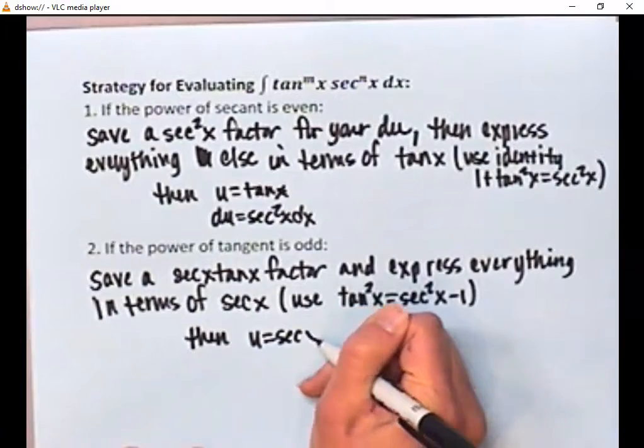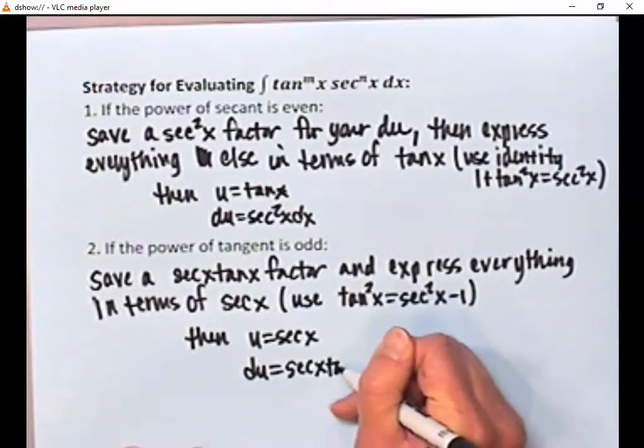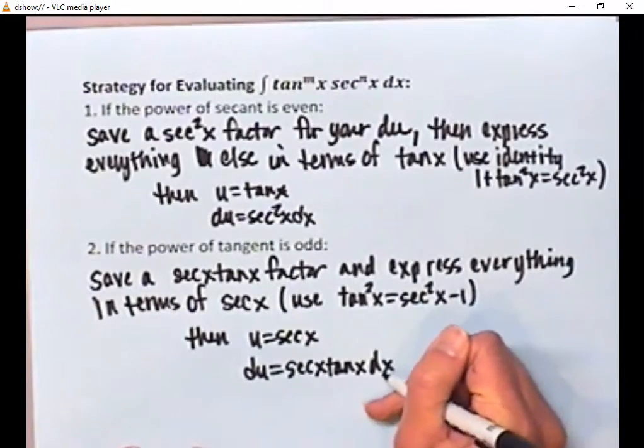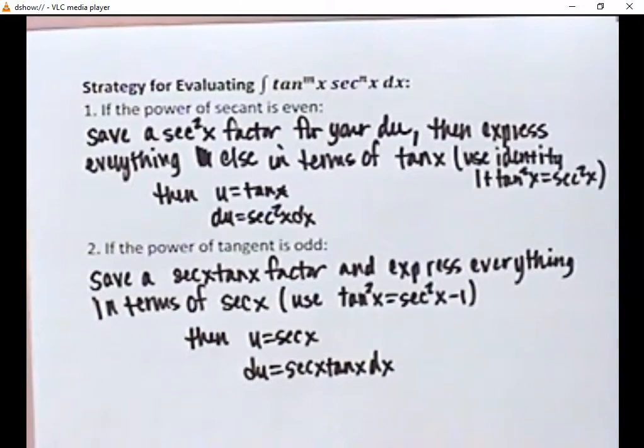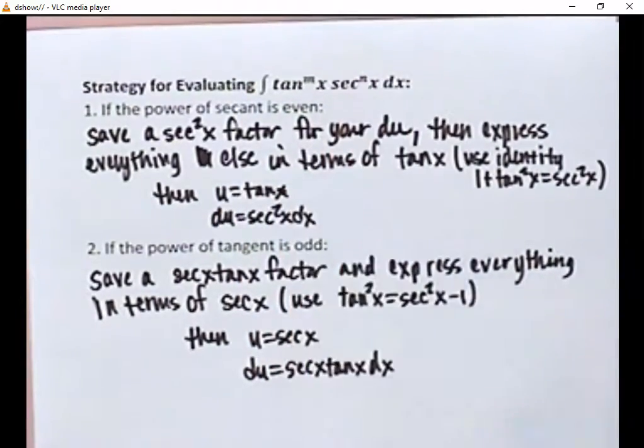So here u would be secant, and the du you've left out is the secant tangent. So those are some guidelines there. Again, that's for integrals in this form where you have some tangent to a power times secant to a power. That will be the best strategy to use on those. So you'll see a couple of those in your homework today with tangents and secants. So you can use those to help you with that.